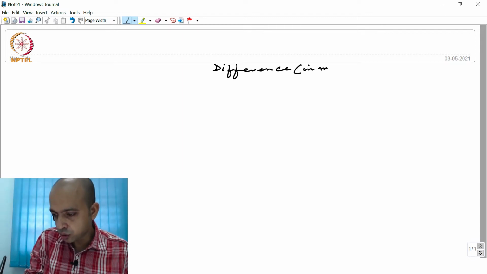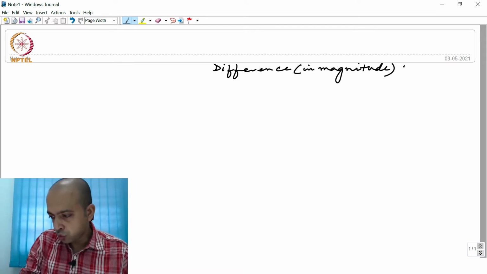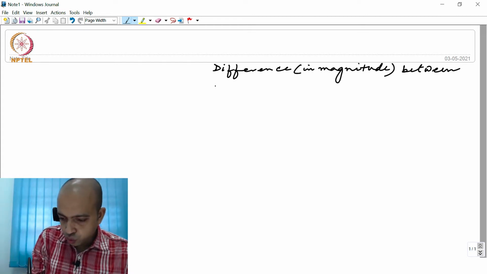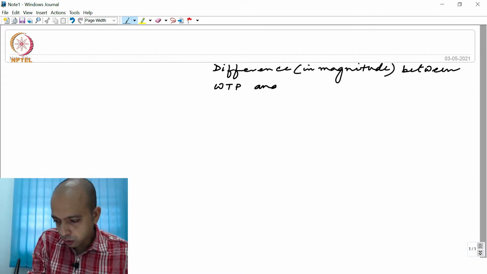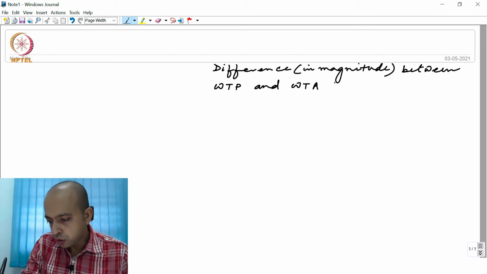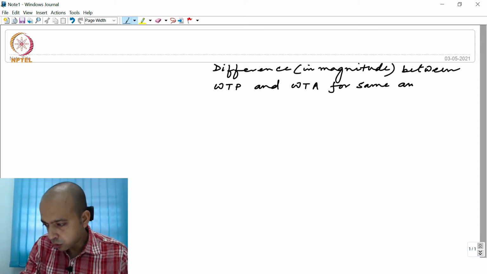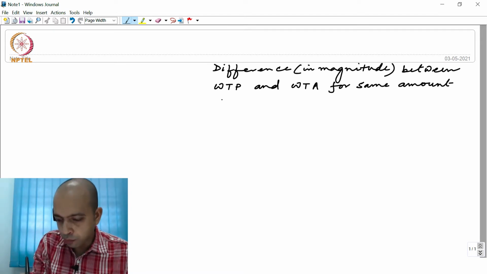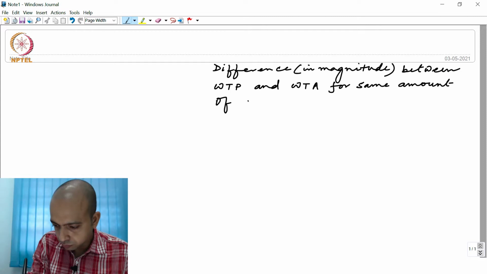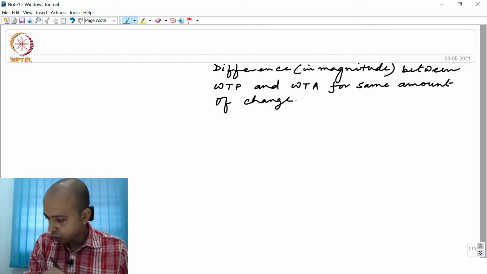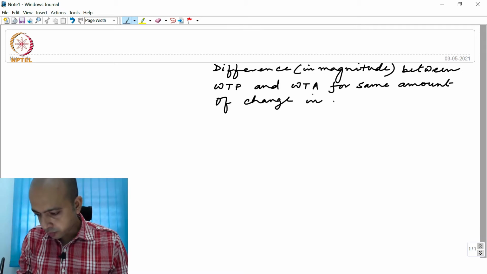Difference in magnitude between willingness to pay, WTP, and WTA for the same amount of change in environmental quality.